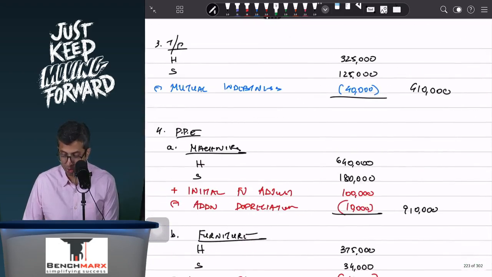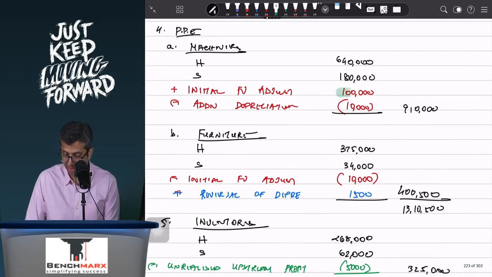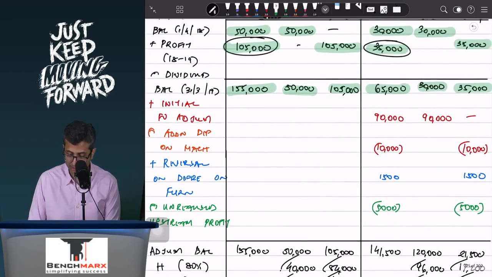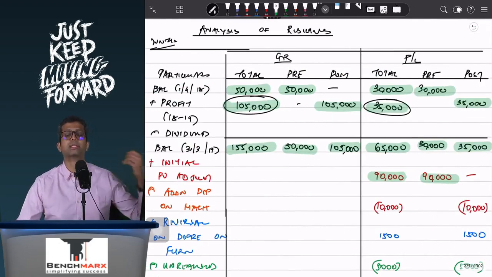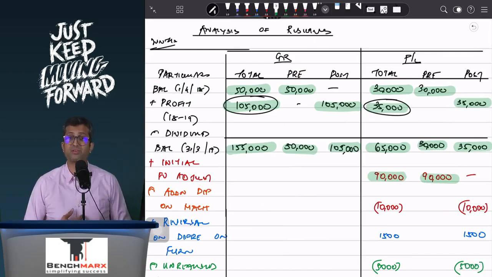So when I go to the notes on machinery, I will say initial fair value adjustment plus 1 lakh. In furniture, initial fair value adjustment minus 10,000. And for this 90,000, I will usually adjust the P&L, 90,000 increase, and this 90,000 will come over here. So over here, this will be your adjustment. Now the problem is, this was on 1st April 2018. Now you're on 31st March 19.